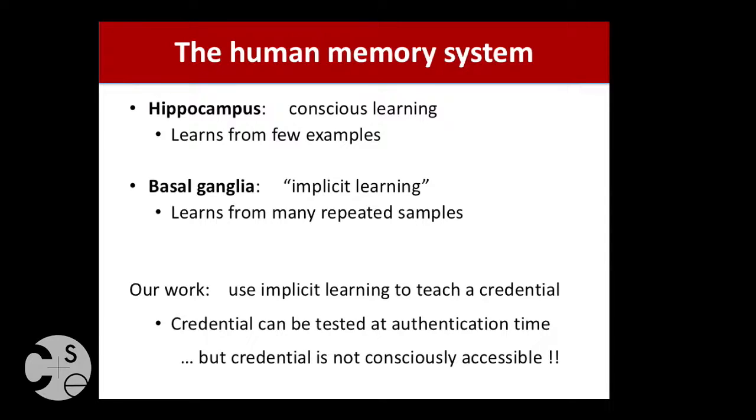As a result, now it's a way for us to implant a piece of knowledge in your brain which you do not have conscious access to. So even if I beat you up and I threaten your family, there's nothing you can do to give me that piece of knowledge, because you know it, but you don't know that you know it. Yeah, it's kind of a Rumsfeld thing. So the credential is effectively not consciously accessible. Let me show you how we do it.